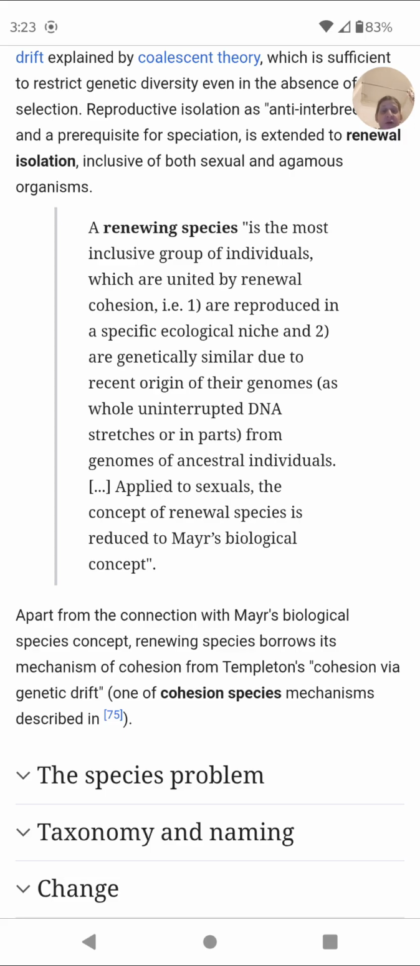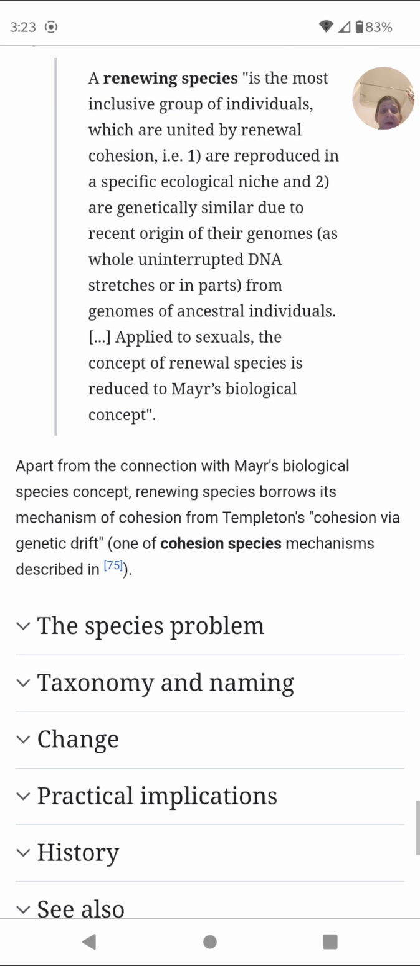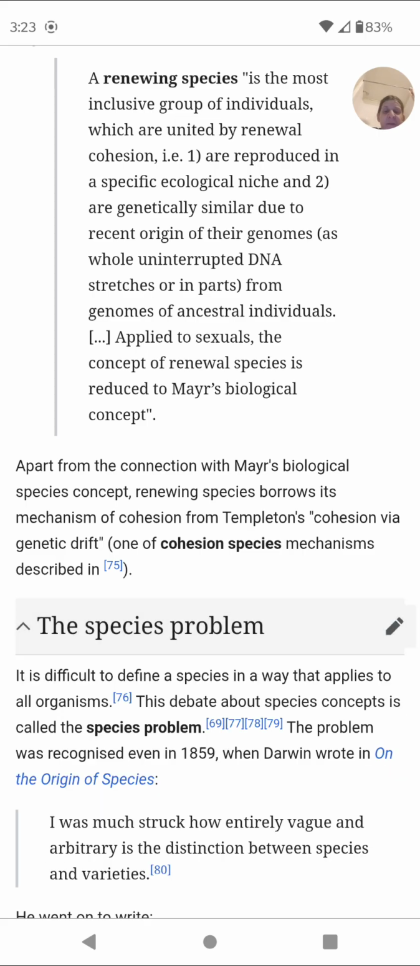Applied to sexuals, the concept of renewal species is reduced to Mayr's biological concept. Apart from the connection with Mayr's biological species concept, the renewal species borrows its mechanism of cohesion from Templeton's cohesion via genetic draft, one of the cohesion species mechanisms described.